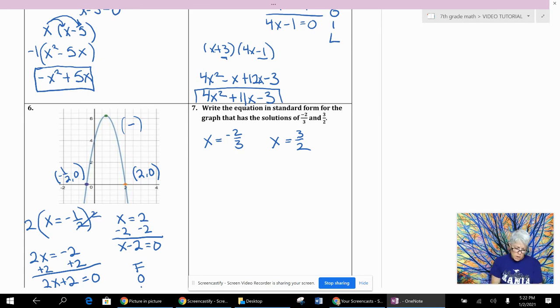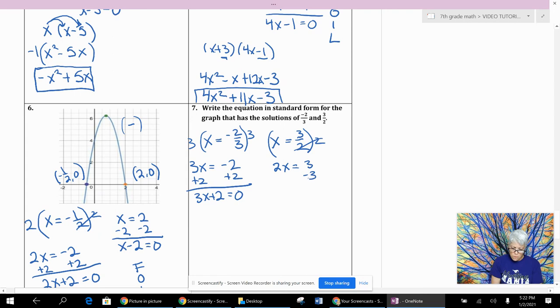Here we go. I'm going to clear the fraction. 3x equals negative 2. I'm going to have to bring it to 0. 3x plus 2 equals 0. One down. Now you might pause at this point if you didn't already and do the second one. All right, now I'm going to go. Multiply both sides by 2. It clears that. We got 2x equals 3. Move that 3 over. 2x minus 3 equals 0.